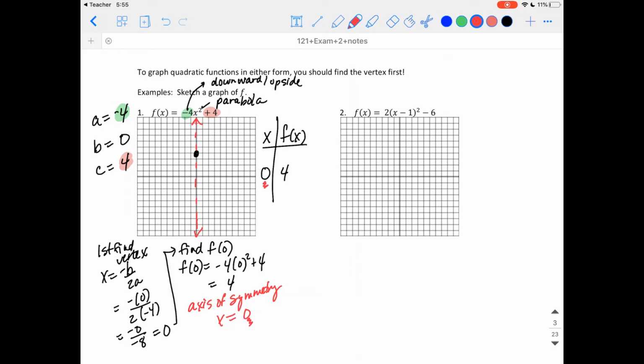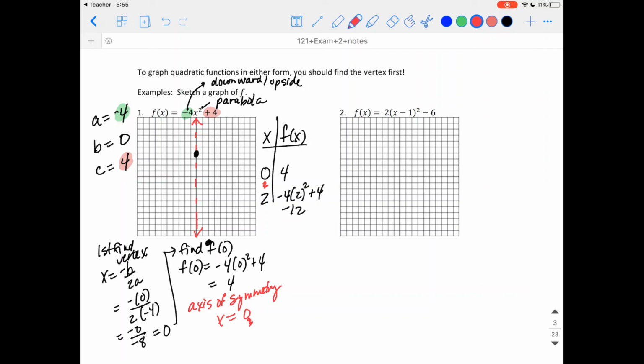If I'm going to pick 2, I'm going to pick 2. So this is going to be -4 times 2 squared plus 4. 2 squared is 4 times -4 is -16. -16 plus 4 is -12. So at +2, I'm going to get -12, which is somewhere right there.